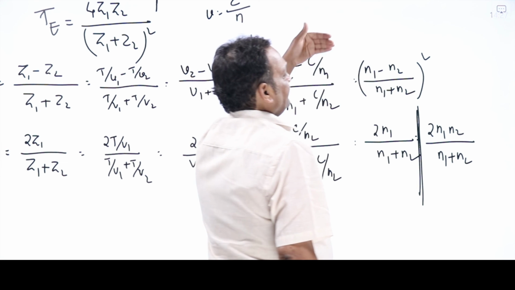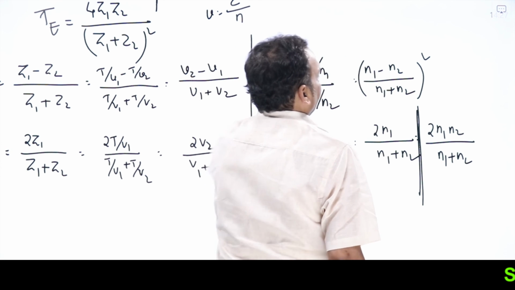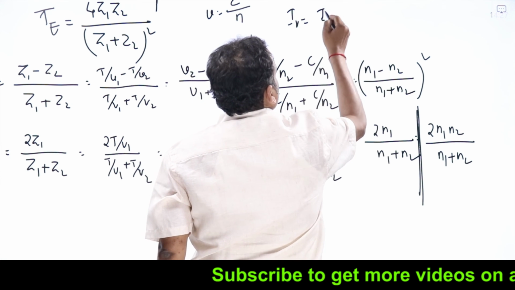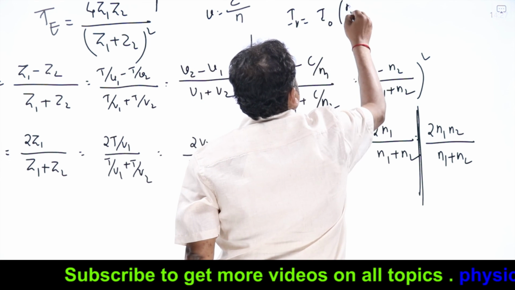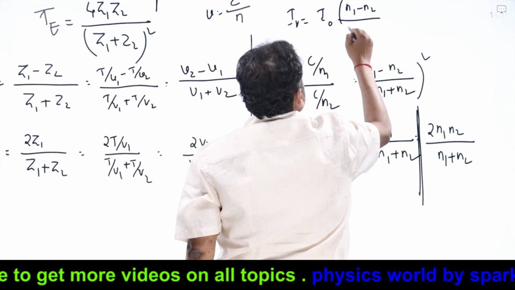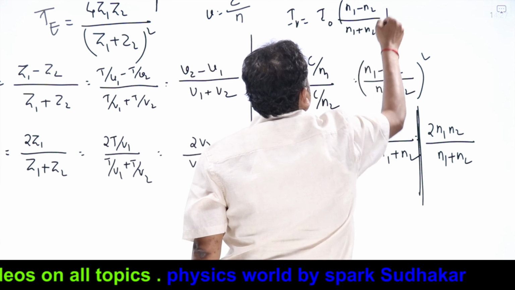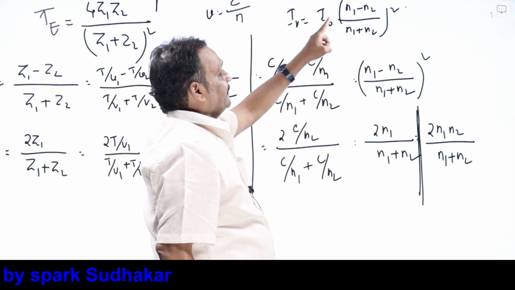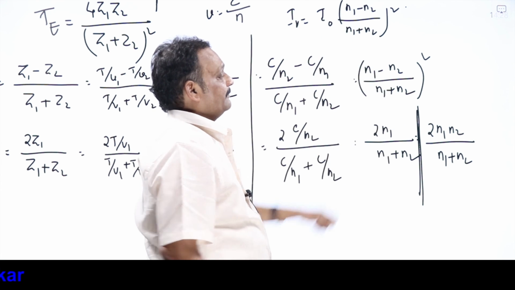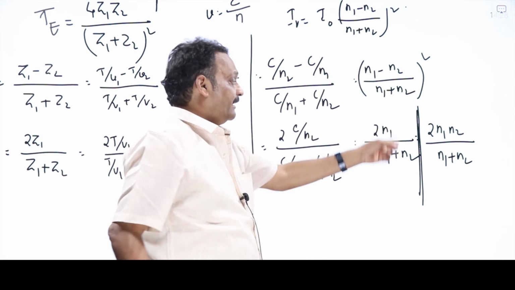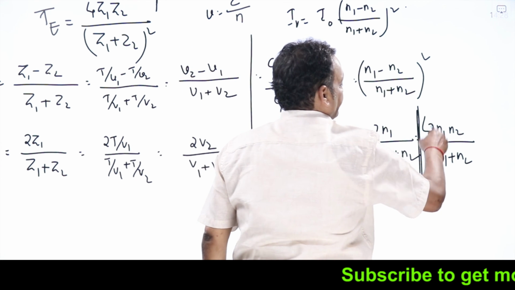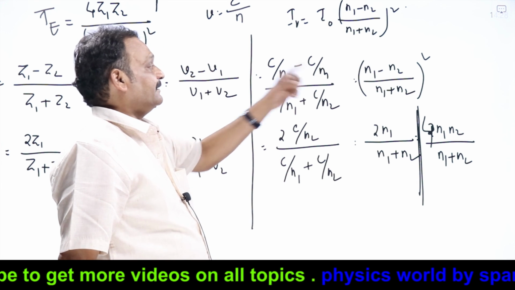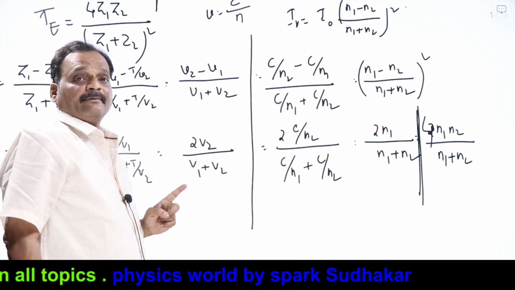So what is the intensity of the reflected wave? Intensity of the reflected wave, IR, will be equal to I naught, the intensity of the incident wave, into (N1 minus N2) by (N1 plus N2) whole square. For the intensity of the transmitted wave, it will be I naught into 4N1 N2 by (N1 plus N2) whole square. In terms of refractive indices and in terms of velocities, questions will come like this.